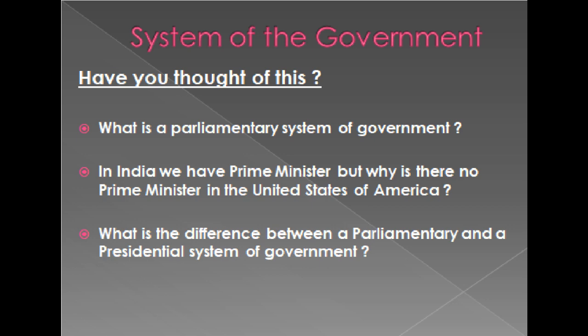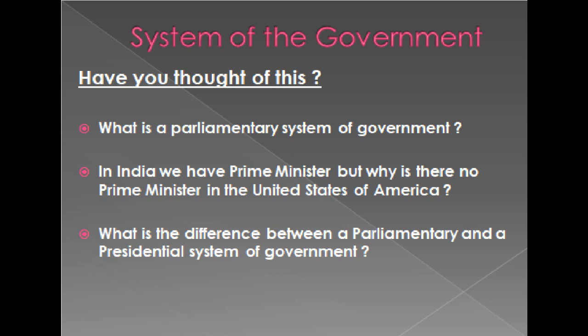So the reason why India has a Prime Minister and President, and in America you just have a president, is because in America they have a presidential system of government. So that is a different type of government. In India we have a Prime Minister who takes the main decisions, and in America it is the president who takes the decisions. They don't have a prime minister in America because it is a presidential type of government.